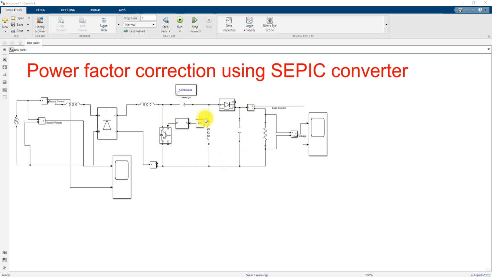This SEPIC converter is going to be controlled in open loop manner, and here we are going to provide a 0.3 duty cycle. Here you can measure the source voltage and source current, and here you can measure the load voltage and load current.